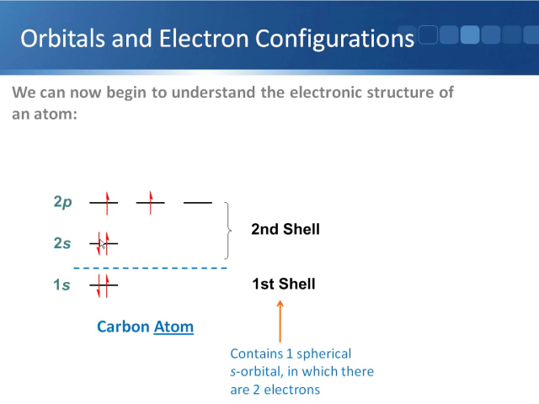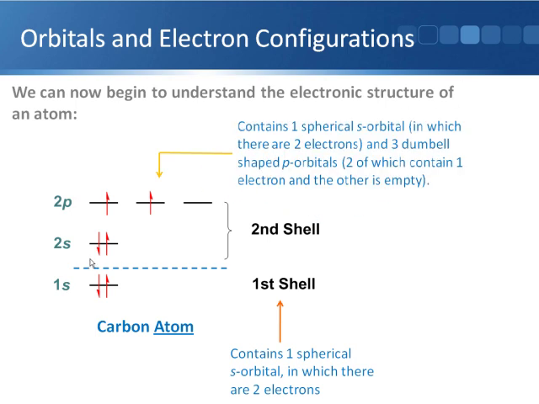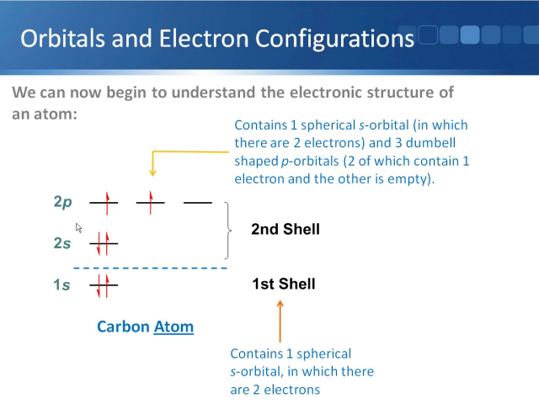Then when you go up to another shell, you add another set of orbitals. So we're adding the 3 p orbitals at this stage. So the second shell now contains an s orbital, again containing 2 electrons. And then you've got these 3 dumbbell-shaped p orbitals that are all at the same energy level. So we can put our energy in here on this axis, and we can see that these 3 p orbitals are all the same energy level, but they're higher energy than the s orbital.